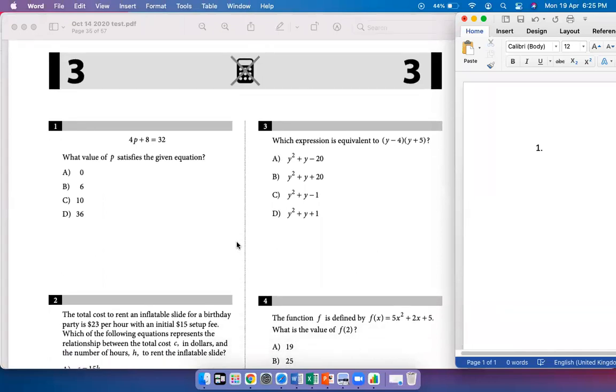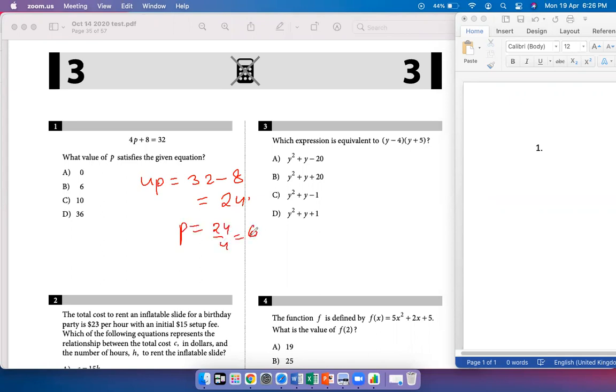Question 1. If 4p plus 8 is 32, then what value of p satisfies the equation? So 4p is 32 minus 8, which is 24. So p is 24 divided by 4, which is 6. So my answer is option B. Okay, let's move on.